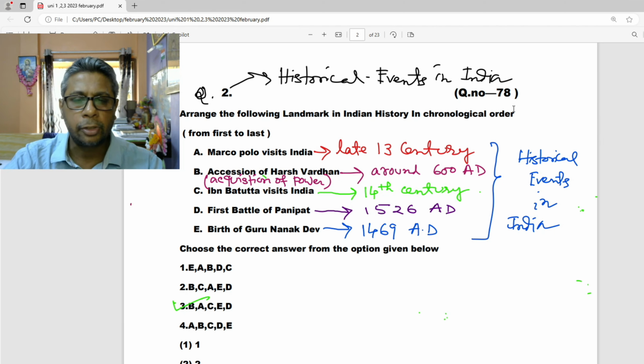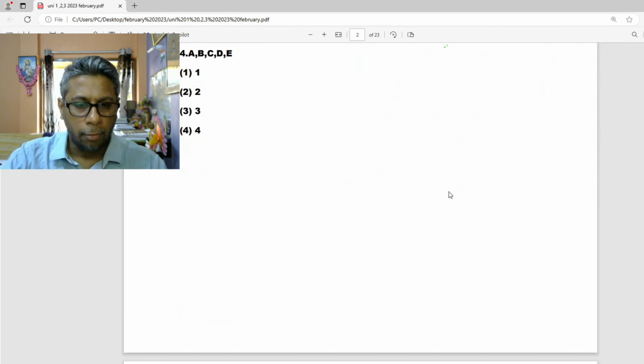So these are the historical events. Historical events in India are another important chapter we have to keep in mind, and we have to prepare for our exam.